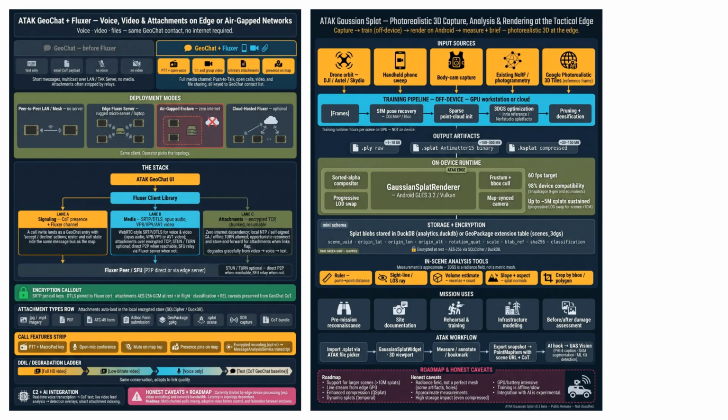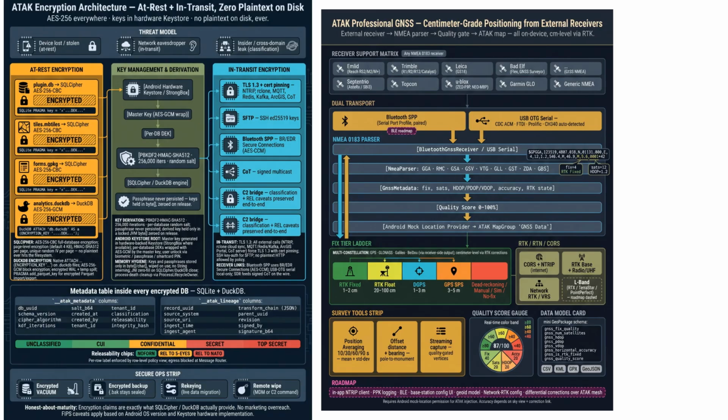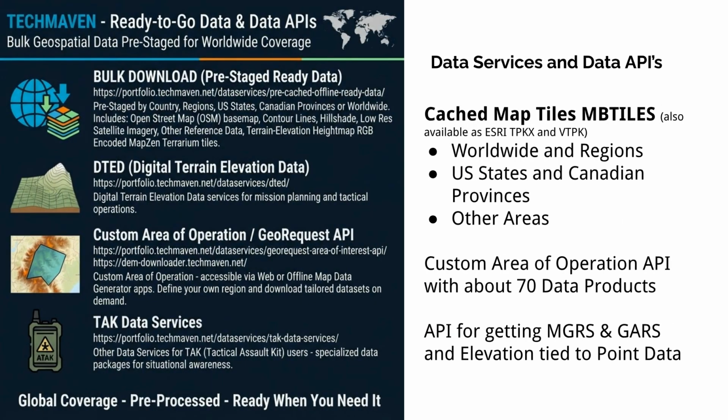Operators benefit from a custom Area of Operation API that integrates approximately 70 different data products to support diverse mission requirements. The system includes specialized APIs for calculating MGRS and GARS grid references, as well as elevation data tied directly to point-based information. Advanced software-defined radio capabilities enable live broadcasts, allowing for real-time signal analysis directly within the application environment.